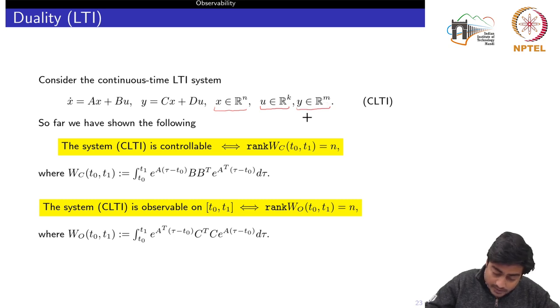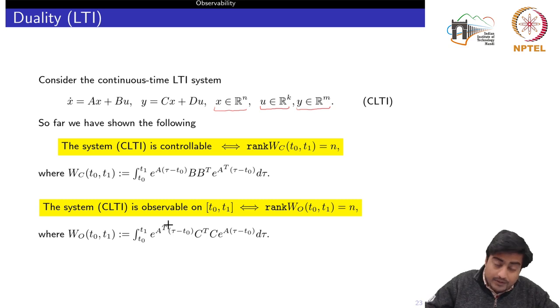Okay, we will give some importance to that in the next slide. So far we have seen that the CLTI is controllable if and only if the rank of the controllability Gramian is equal to n, where the controllability Gramian is defined by this. Now the CLTI is observable if the rank of the observability Gramian is this. Here we made use of the AB matrices, and here we made use of the AC matrices.